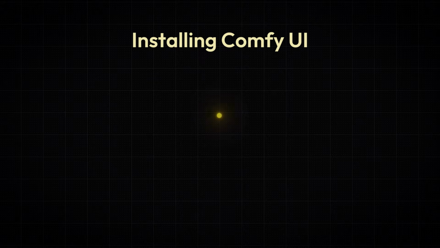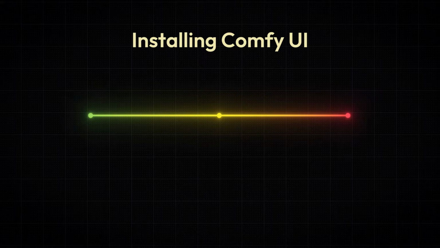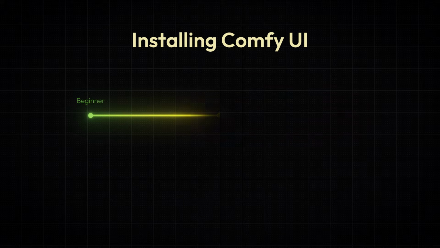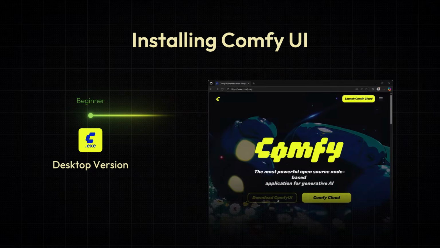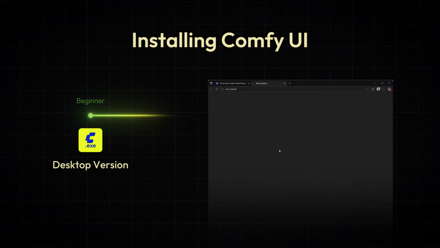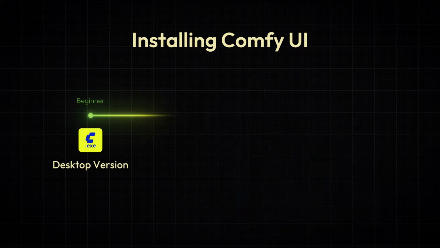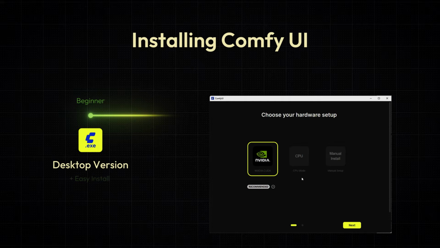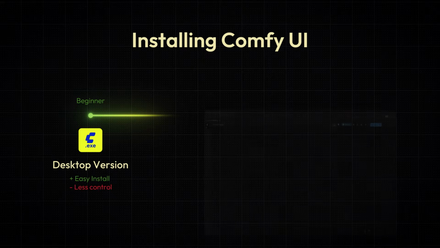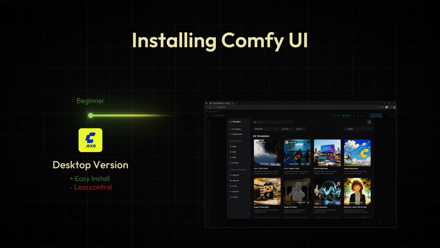There are a few different ways to install ComfyUI, depending on your experience level and how much flexibility you want. The simplest way is to download the desktop version of ComfyUI for Windows. It's basically a one-click solution. You just install it, open it, and you're ready to go. This is great for beginners, but it's a little less flexible if you want to customize or update it frequently.